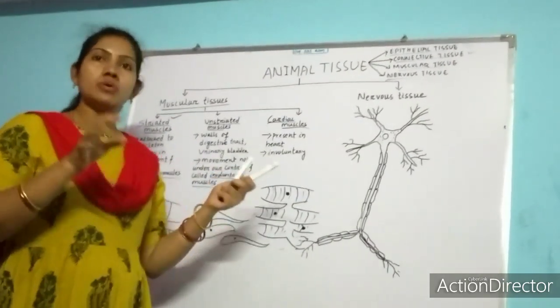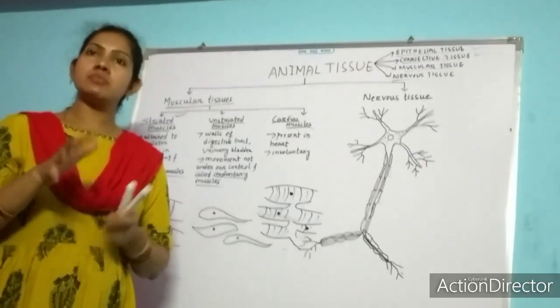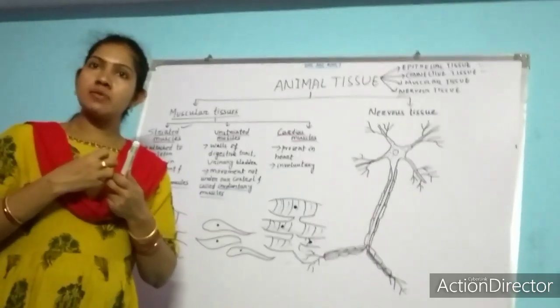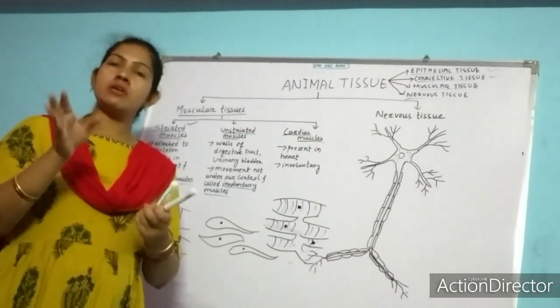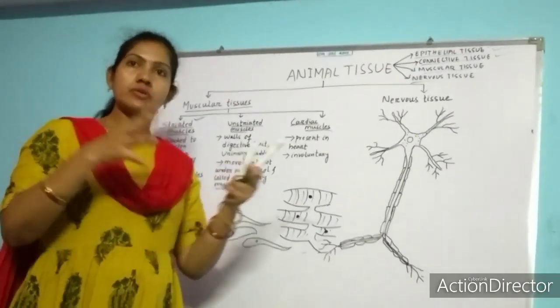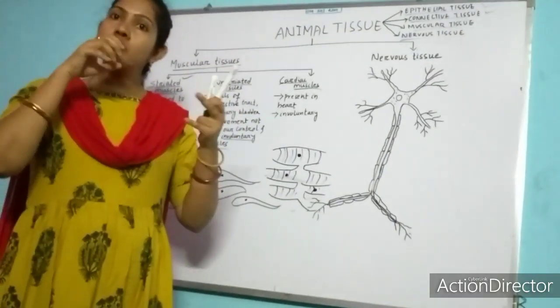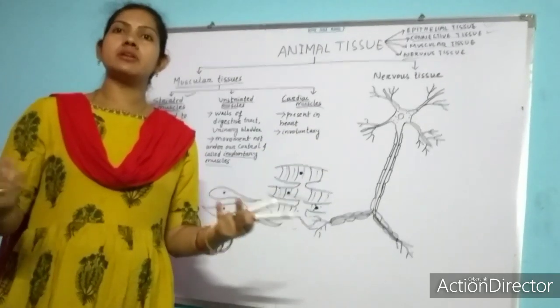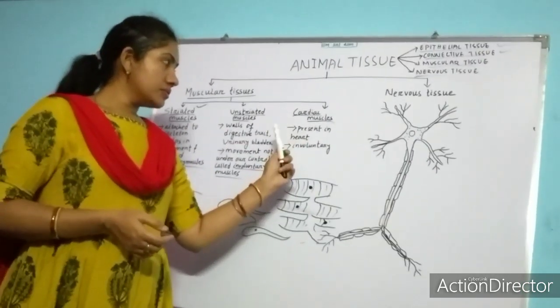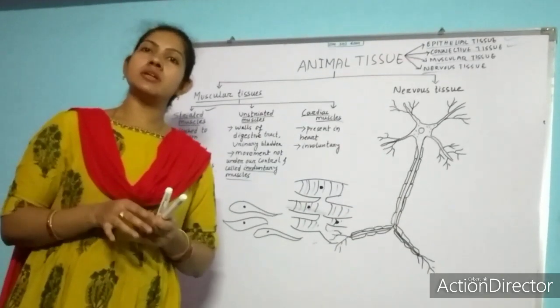This is present only in the heart, and it also has involuntary movement, because the contraction and expansion of the heart is not under our control. We already discussed this part about the heart in class 6: the contraction and the relaxation. Why does the heart contract and relax? To pump blood throughout our body. So it is also performing an involuntary movement.